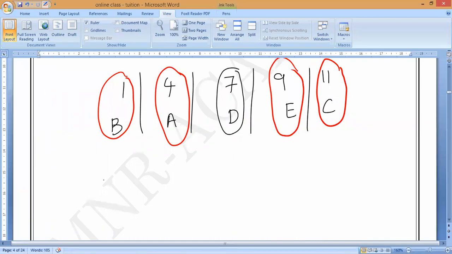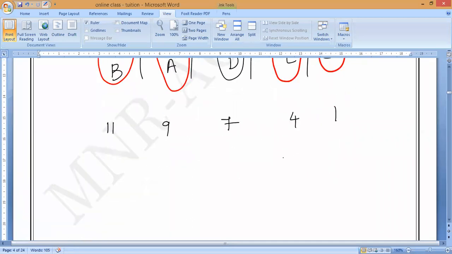First, what will come? 11 will come. Understand? 11, 9, 7, 4, 1. 11, next to 4. Next they are asking the increasing order of pH. Sorry, increasing order of hydrogen ion concentration.